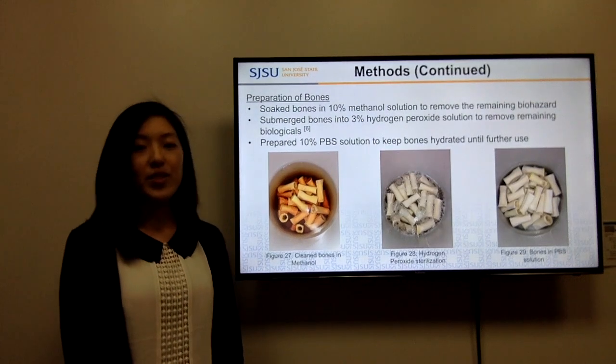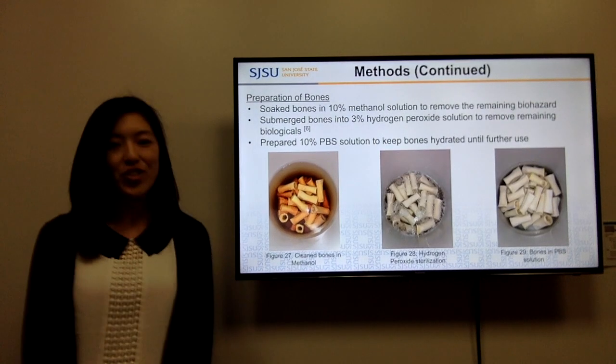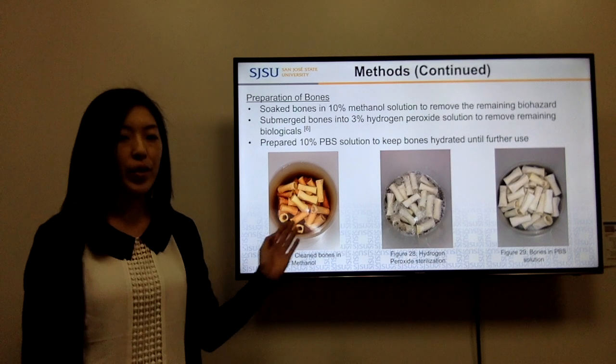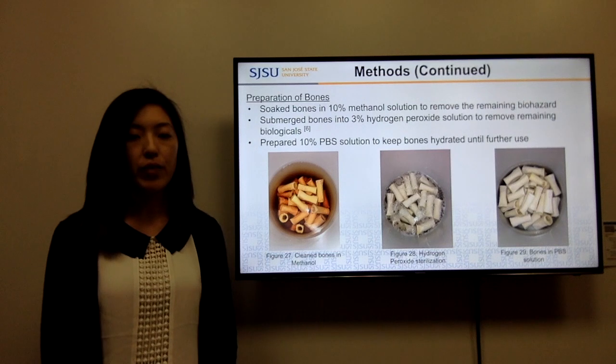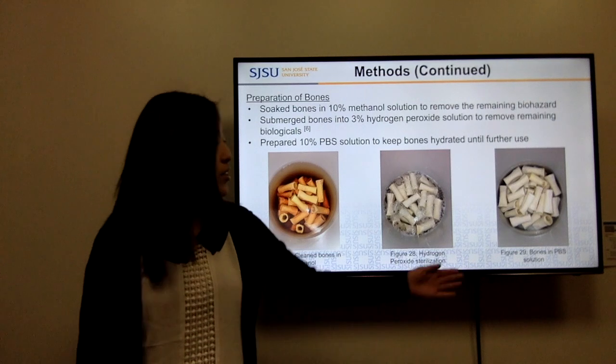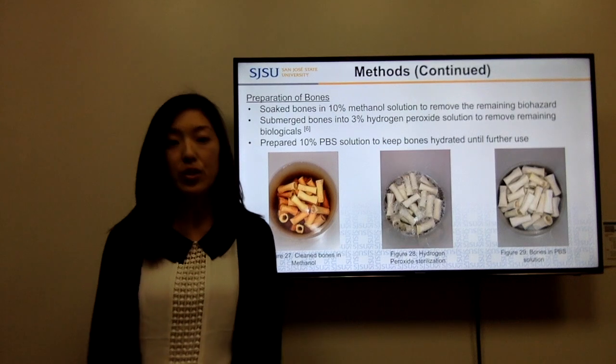We soaked the bones in a 10% methanol solution to remove remaining biohazards. Here we have the methanol. In the middle is the hydrogen peroxide, which is used to remove any of the remaining biologicals. And lastly, we have the bones soaking in PBS until further use.